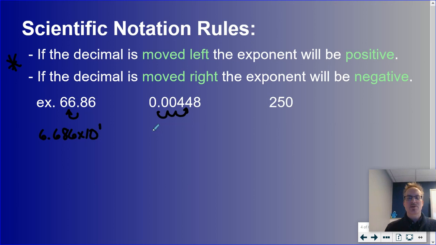So again, I'm going to write it with only one digit to the left of the decimal, 4.48 times 10 to the 1, 2, 3. And since I moved it to the right, it's going to be a negative exponent, so that's going to be a negative 3. Again, my decimal would be right there, so I'm going to move it 1, 2 to the left. So this is going to be 2.5 times 10 to the 2, because to the left would be a positive value.